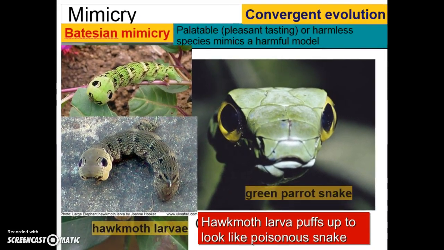Okay, so after cryptic coloration, we have the types of mimicry. So we have Batesian mimicry, which is when a palatable or pleasant tasting species mimics a harmful one. So we have lots of examples of this in nature. These species gain significant protection by mimicking the appearance of another species that may be poisonous or maybe just doesn't taste good to a predator. So these are some examples of that, where we have Batesian mimicry. This is a larva of a hawk moth that puffs up to look like a poisonous snake.